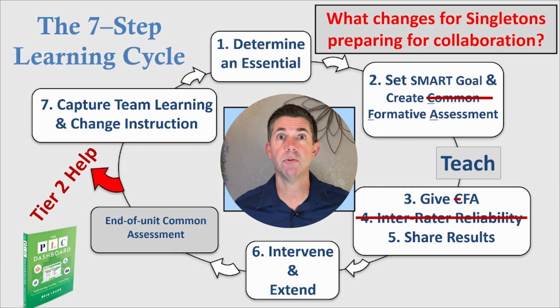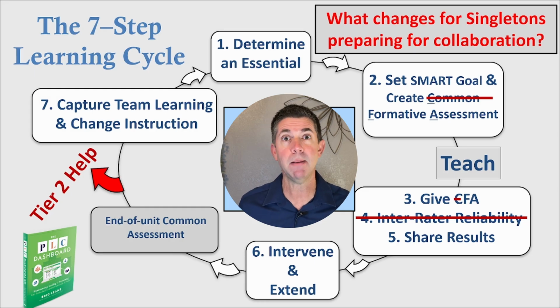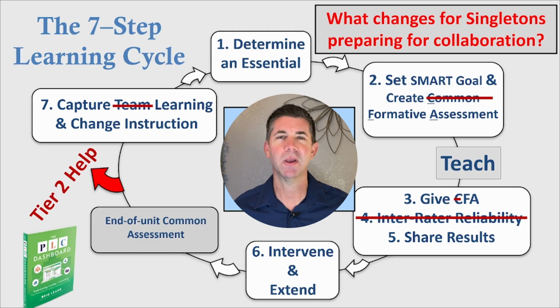We'd come to the end of the unit. There'd be some kids who hadn't learned it. They'd be ready for tier 2. And then in step 7, we wouldn't capture team learning, but we could certainly capture our learning. And we could make changes to our instruction so that the next time we teach this essential skill to the students that we have, we'll be even better at increasing the proficiency for those kids. That's the overview of the 7-step cycle for teams and for singletons.